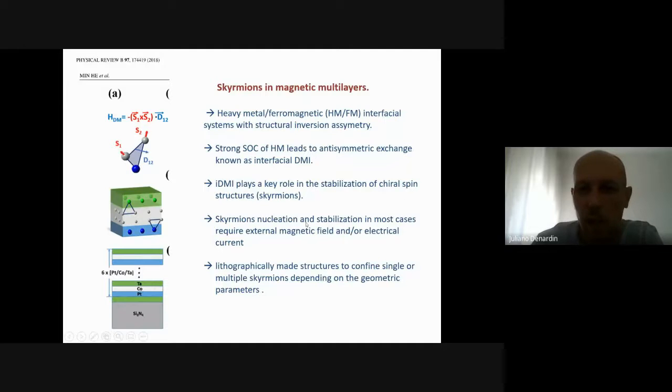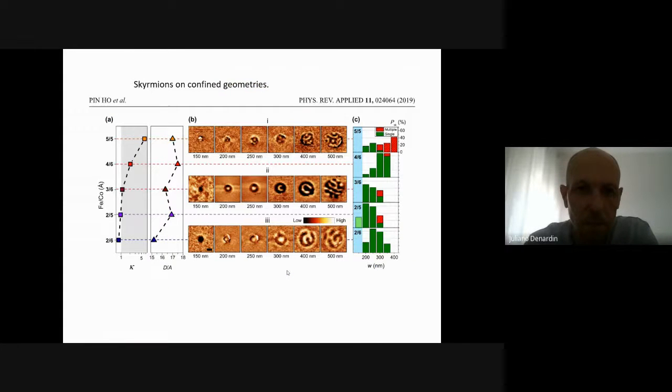The skyrmion's nucleation and stabilization in most cases require an external magnetic field or electrical current. So it's important to control the external field or the current to nucleate skyrmions. And it has been observed that structures made by lithography, or confined structures, make it easier to observe skyrmions, like this one.